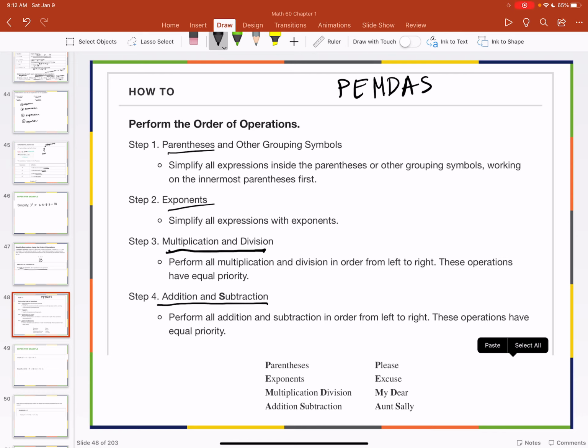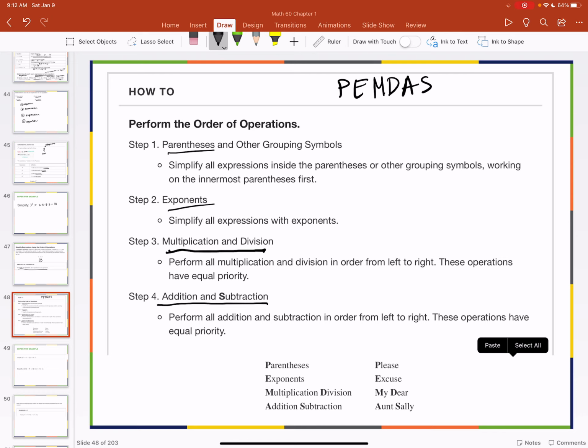Well, you just have to say, okay, remember PEMDAS: please excuse my dear Aunt Sally. First stop is to look for any grouping symbols, like parentheses. Okay, solve those. Now, are there any exponents? Okay, do that. And then, is there any multiplication or division?